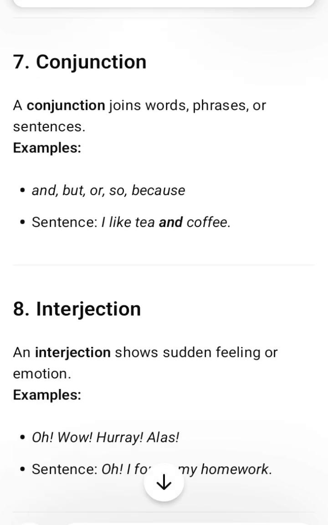7. Conjunction. A conjunction joins words, phrases, or sentences. Examples: and, or, so, because. Sentence: I like tea and coffee.